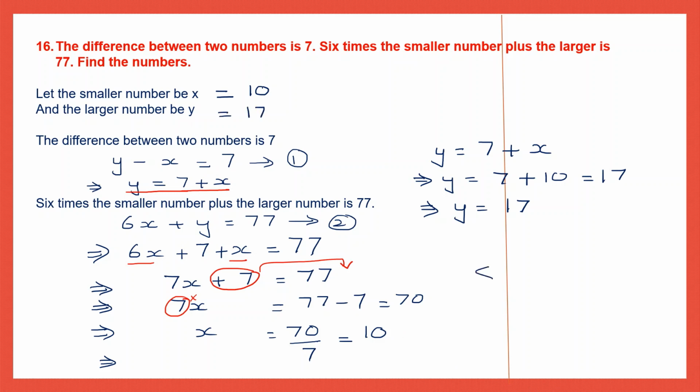So let's write our answer. The smaller number is x, and we found out that x is 10, and the larger number we just found out is 17. So this is our answer.